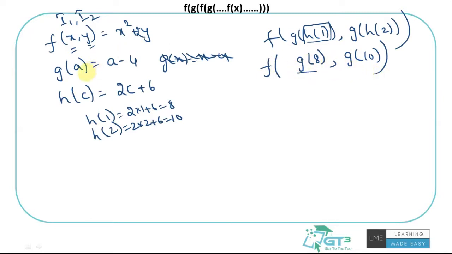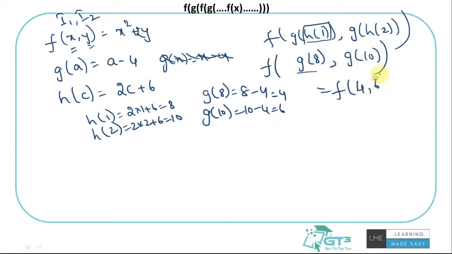Now let me find out what is g of 8 and what is g of 10. g of 8 is 8 minus 4, which is 4, and g of 10 is 10 minus 4, which is 6. So this will translate to f of 4 comma 6. If f of x comma y becomes x square plus 2y, this should be 4 square plus 2 into 6. So 16 plus 12, that is 28 is the answer. That's how you need to do it. When you have multiple functions inside each other, start from the innermost, find that out, and then take that as input for the next function.